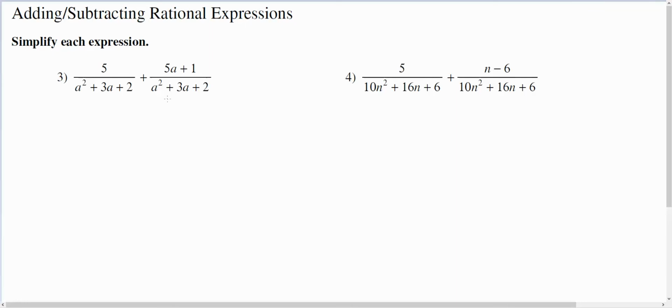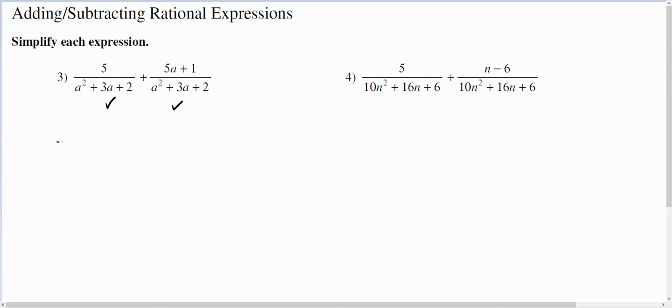All right, in this video, we're also going to look at adding and subtracting rational expressions. In this case, we're going to add. And what we have here is we already have a common denominator.